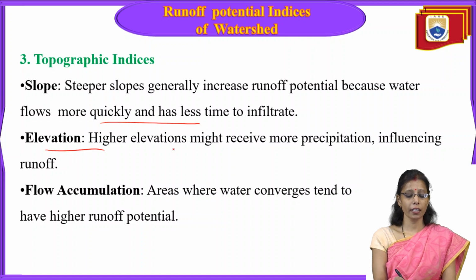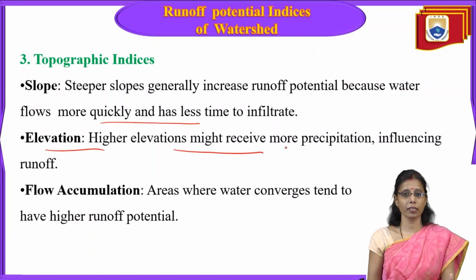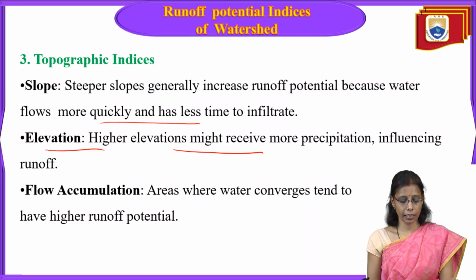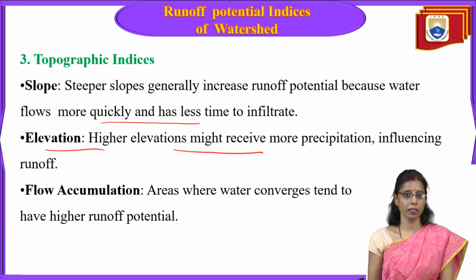Now elevation: higher elevations might receive more precipitation. At higher elevations they receive more rainfall, and that will influence the runoff also. Of course the rainfall and precipitation are more there, but the problem is that infiltration will be less in this region.